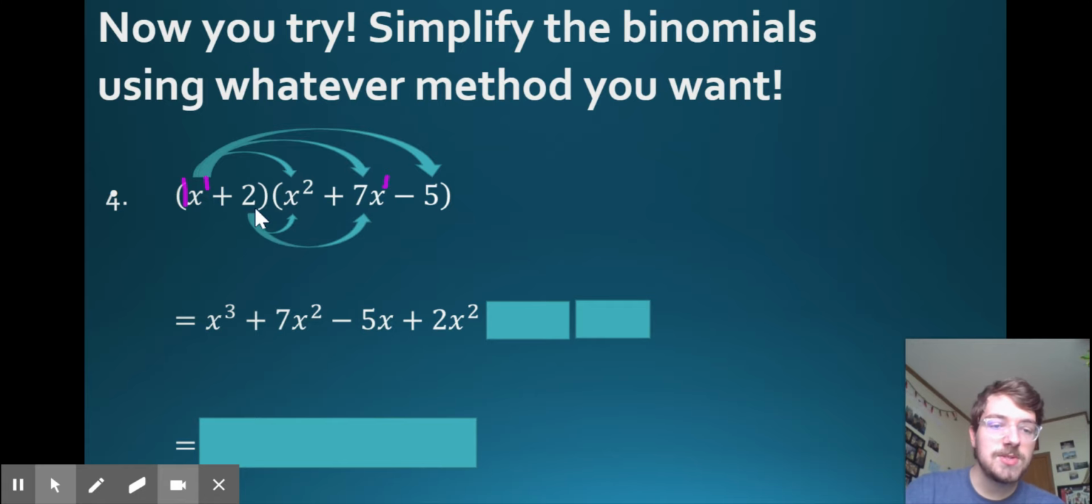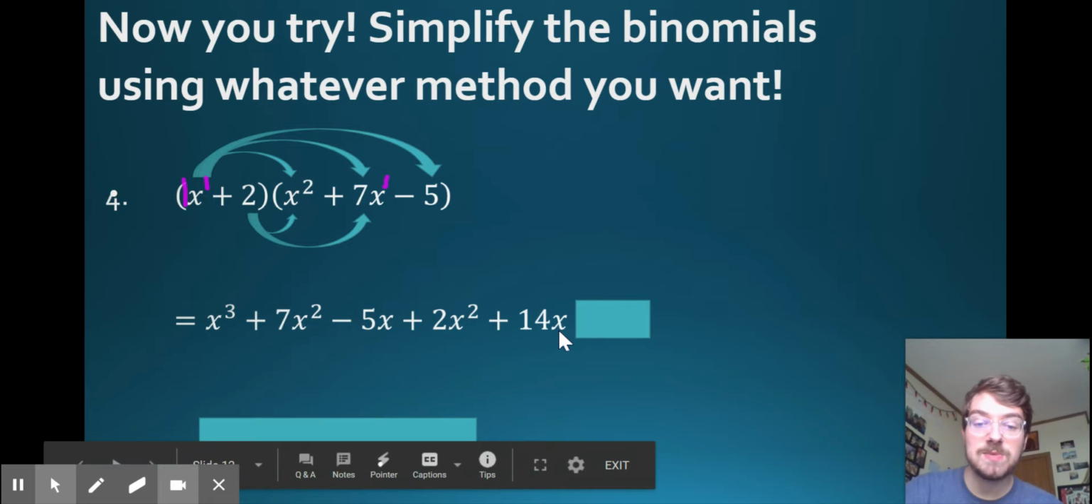Next step, 2 times 7x. I feel like we've done a lot of 2 times 7x today, which we know is 2 times 7, which is 14. This only has an x, so we slap it on there. So I should have plus 14x because they are both positive.